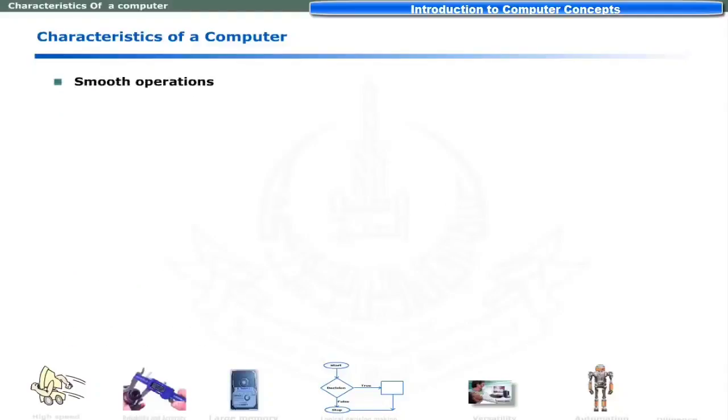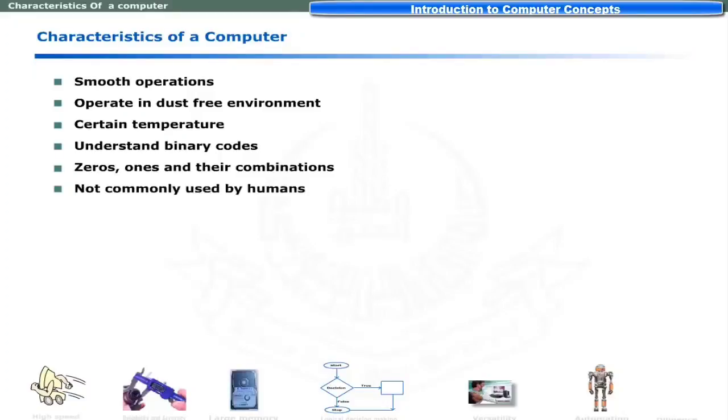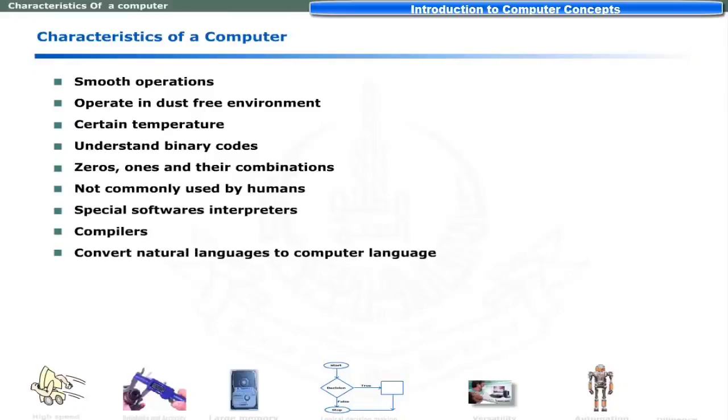Computers need proper environment for smooth operations. These can only operate in dust-free environment under certain temperature conditions. Computers can only understand binary codes, that is zeros, ones, and their combinations. These codes are not commonly used by humans. Special software, interpreters and compilers, are used to convert natural languages to computer understandable codes. Despite these limitations, the popularity and applications of computers are considerably growing.